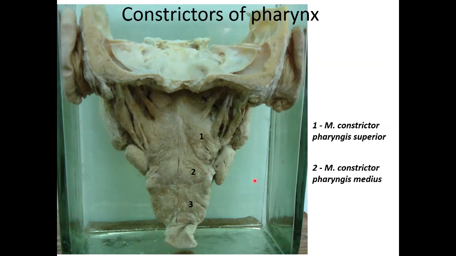And you can see that the direction of muscle fibers here is transverse. And number 3 is musculus constrictor pharyngis inferior. Again, the direction of fibers is oblique. So, constrictors of the pharynx.